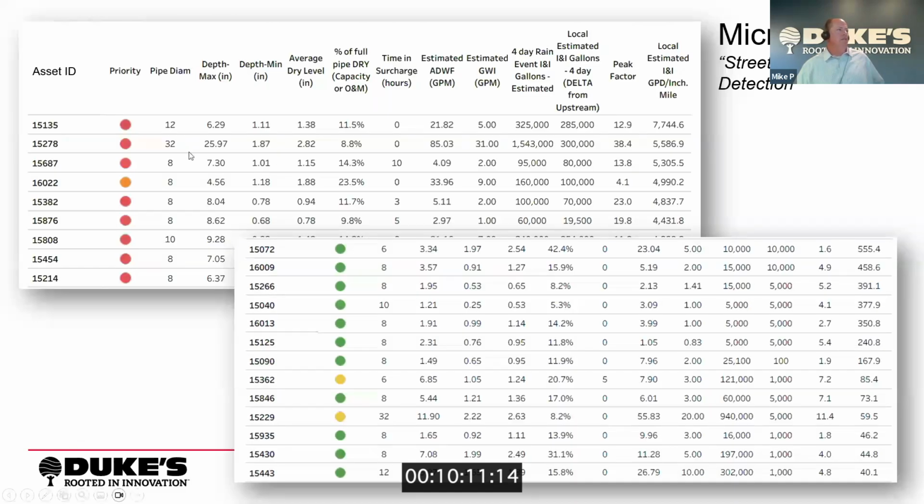So digging into the data table, you can see the colors, the asset IDs are from the utility, it's the manhole number. The ADWF is the average dry weather flow rate. That's an estimated value. The groundwater infiltration, an estimated value there. The final calculation is the amount of I&I for that specific area in units of how many gallons per day per inch mile of pipe. But that's just a snip of what it looks like.